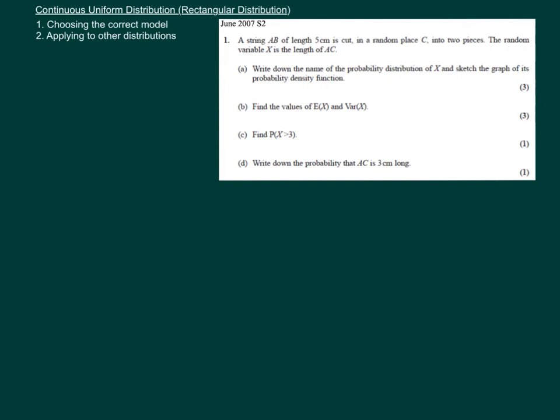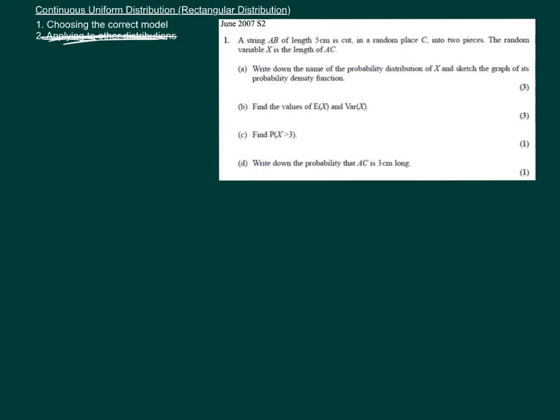In this video we're going to be looking at how you must choose the correct model for a continuous uniform distribution. We'll be doing that with this first exam question here, and then we're going to look at a second exam question where the continuous uniform distribution is applied to another type of probability distribution. And that's quite a popular exam type question that has been coming up in recent years. But let's look at this first one here. So we're covering this first point, choosing the correct model.